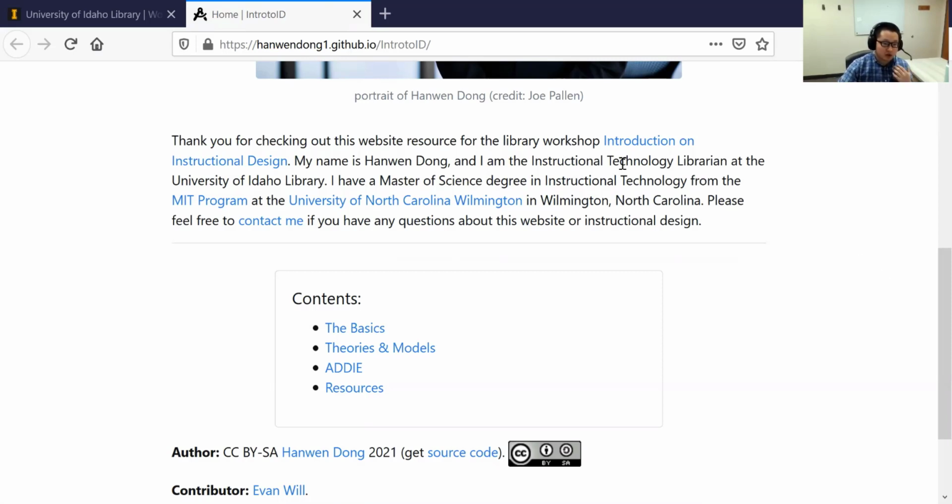As I mentioned, I'm the Instructional Technology Librarian. I have a master's degree in Instructional Technology. I graduated last May, and I started this job about 2 weeks after I graduated. So I'm still relatively new to the campus.